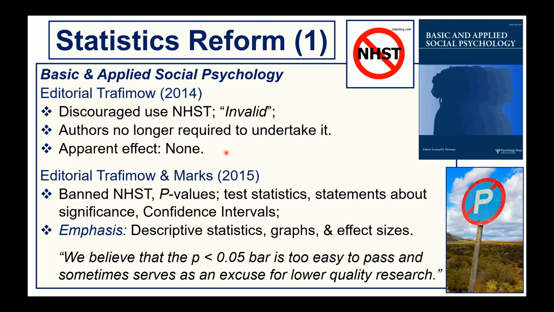And later in 2015, Trafimow and Marks published an editorial where they basically were banning it. P-values, statistical statements, significance, confidence intervals, everything is gone. You're not allowed to even mention the word significance anymore, whatever the context. They said the emphasis is now going to be on descriptive statistics and graphs. And I'm pretty sure they meant absolute effect sizes, not standardized ones.